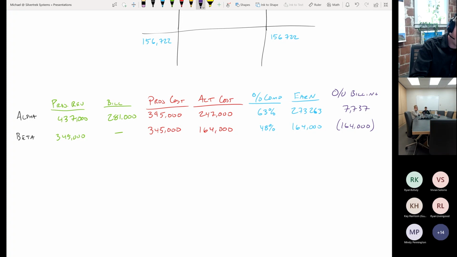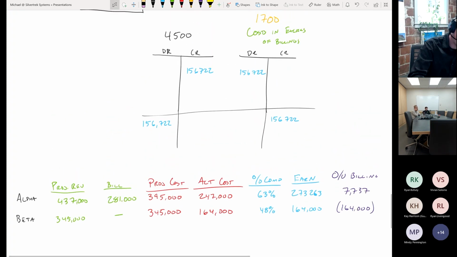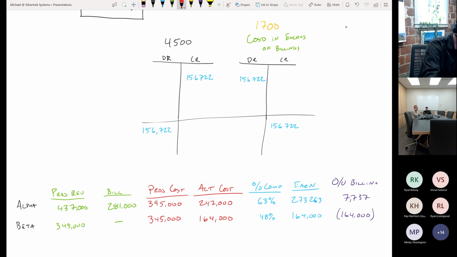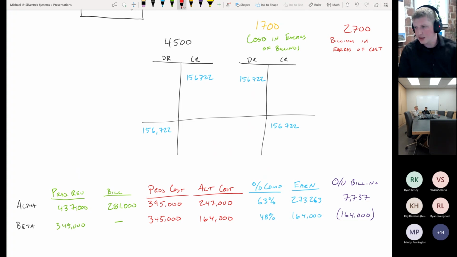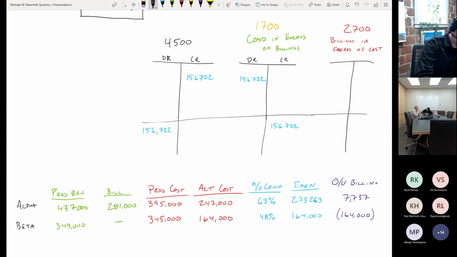And now, when we do this debit and credit, we're actually going to add another account here, called a liability account. Let's just call it 2,700. And this one is going to be our billings in excess of cost. That is because this is a liability, because if we were to shut down the job right now, we would actually have to give this money back. Because we've overbilled. We've billed in advance of when we've got the job done. But the process is the same, right? So this was March.